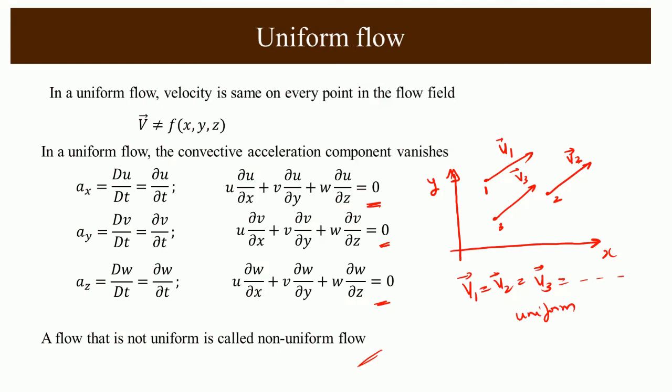So the flow where velocity does not vary with time is called steady flow. The one which does not vary with space is called uniform flow. In case of steady flow, the temporal acceleration vanishes. In case of uniform flow, the convective acceleration component vanishes.